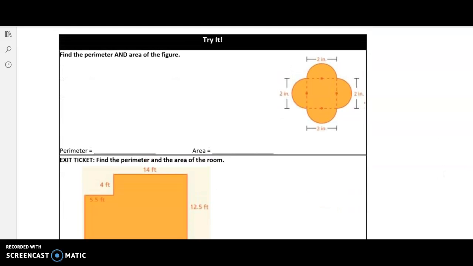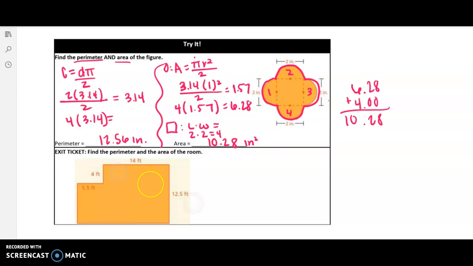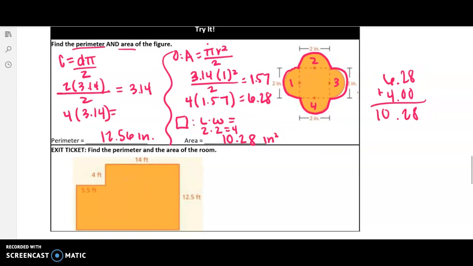All right, so you're going to try this. So pause the video. You're finding the perimeter and the area, and then you're going to compare your answer with mine. All right, so to find the perimeter, you'll notice if you trace around the shape, because we're just finding the distance around, I never actually touched the square in the middle, so we didn't need this at all for the perimeter. So circumference is diameter times pi and then divided by 2 because they're half circles.